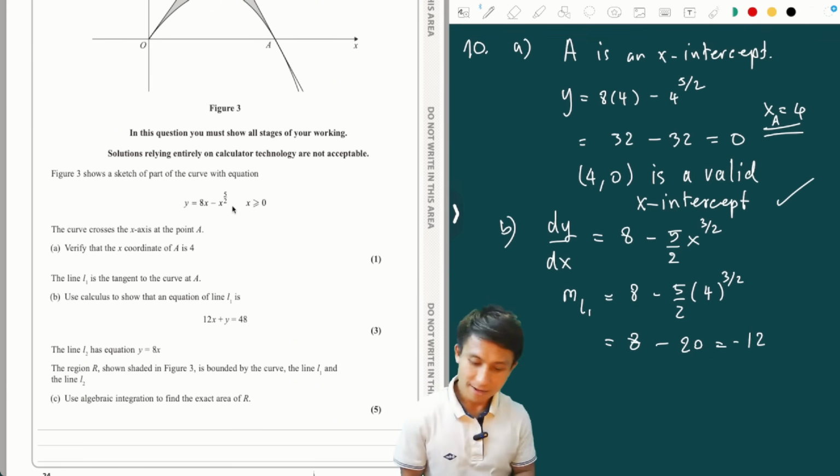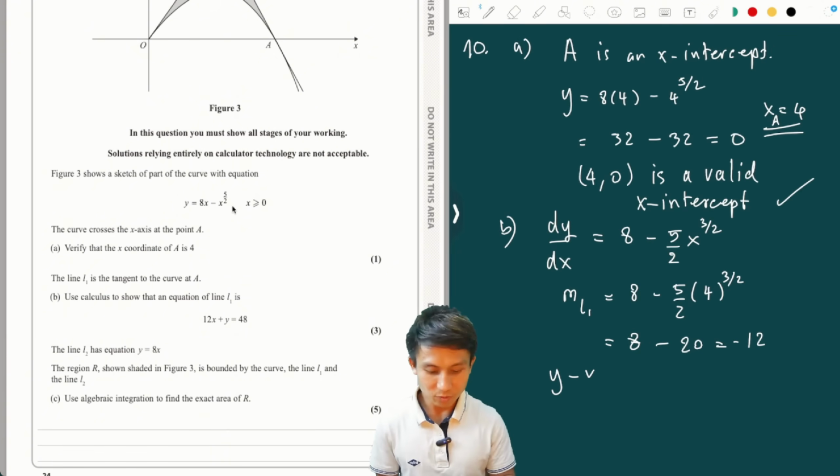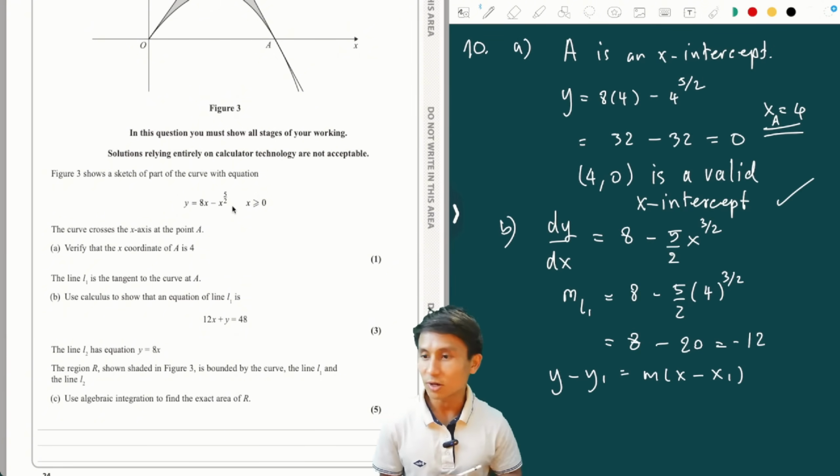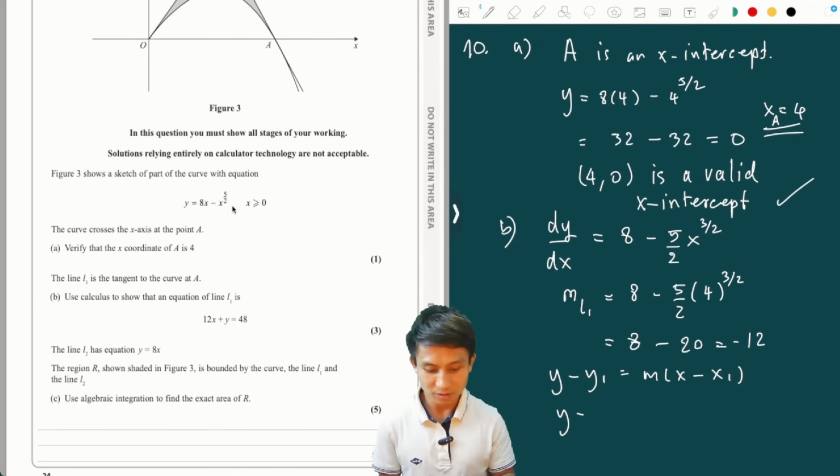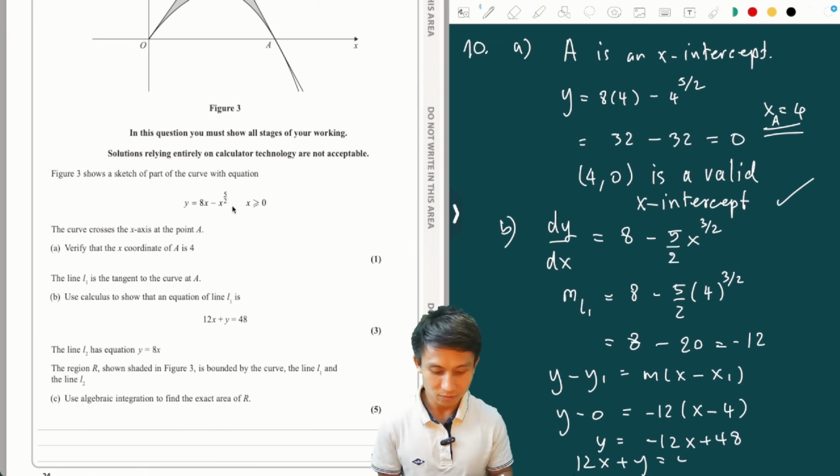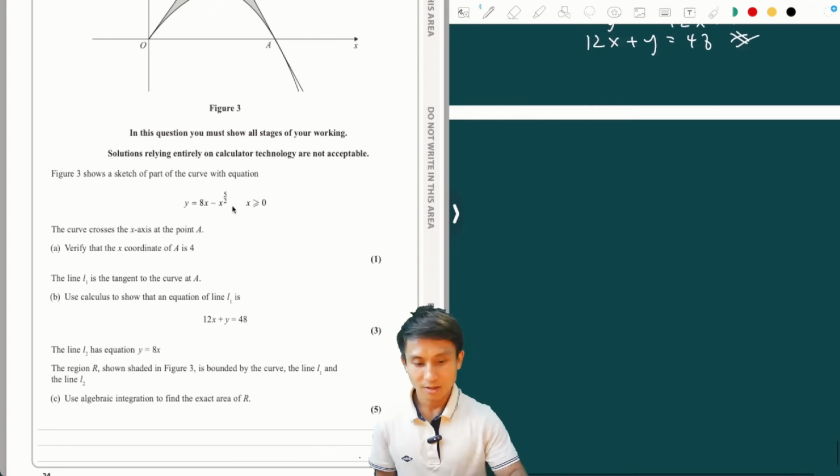Okay, so we just do y minus y1 equals m times x minus x1 to find the equation of the tangent. So y minus y1 being the y of A, which is 0, equals m, minus 12, times x minus x1 being 4. So that's y equals minus 12x plus 48. And that's it. So 12x plus y equals 48 as required. Okay? Part C.